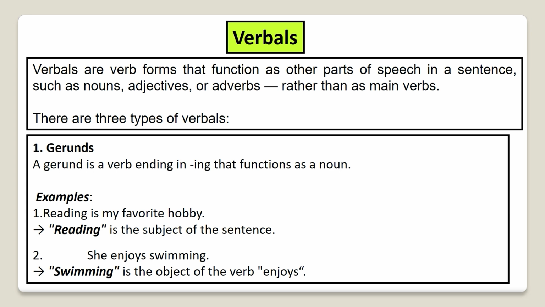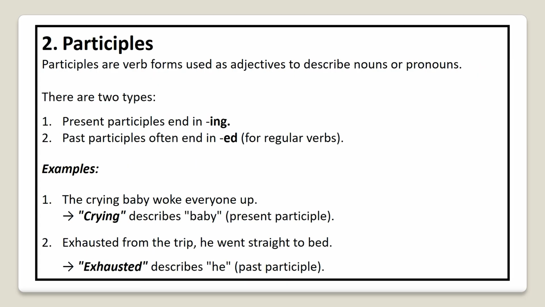Number 2, the participle verbals. What are participles? Participles are verb forms used as adjectives to describe a noun or pronoun. There are 2 types: present participles end in ing, and past participles often end in ed for regular verbs.